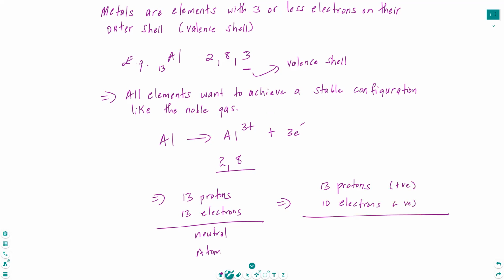So we have an excess of 3+ because we have 3 additional protons versus electrons, hence the reason why it develops a 3+ charge. So these ones which develop positive charges are called cations, all right? So aluminum there would form a cation.